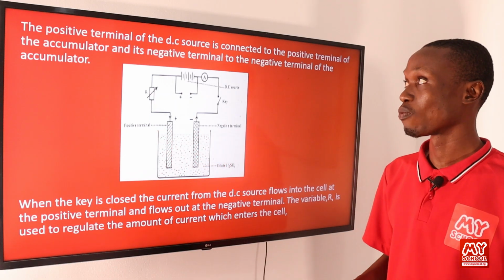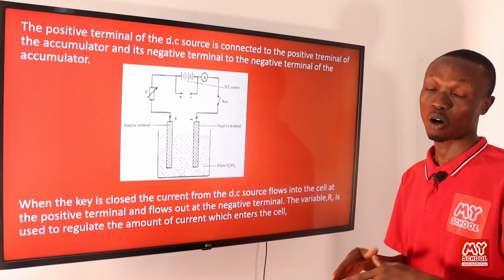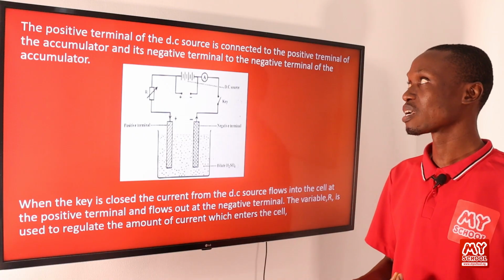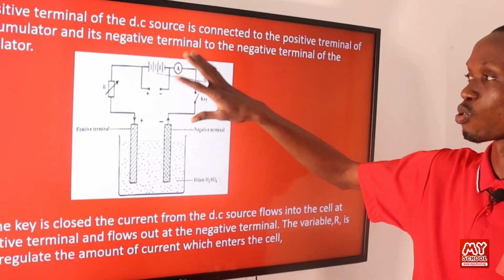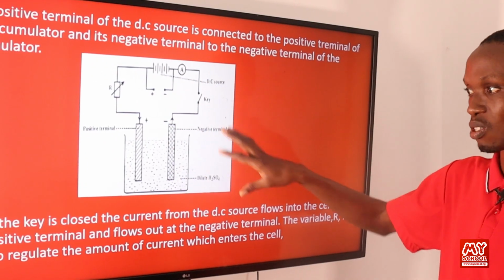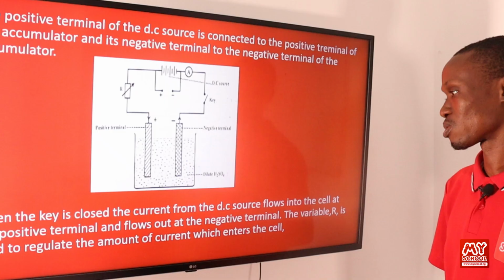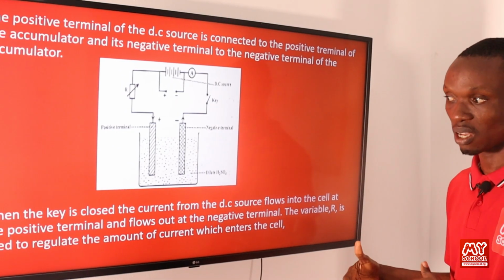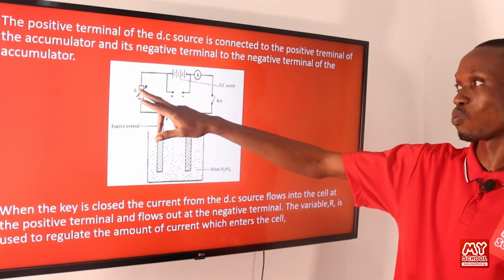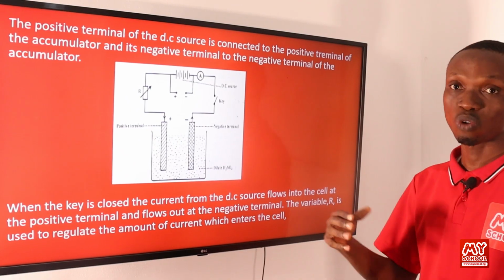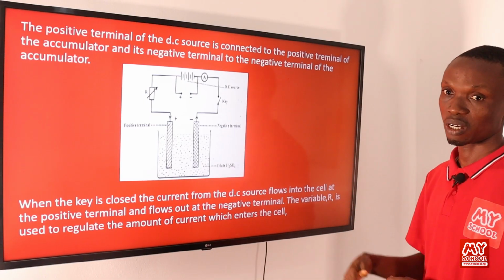The positive terminal of the direct current source is connected to the positive terminal of the accumulator, and its negative terminal to the negative terminal of the accumulator. The diagram here shows how the accumulator is charged. When the key is closed, the current from the DC source flows into the cell at the positive terminal and flows out at the negative terminal. The variable resistor, which is this arrow, is used to regulate the amount of current which enters the cell. Let's move to the next slide.